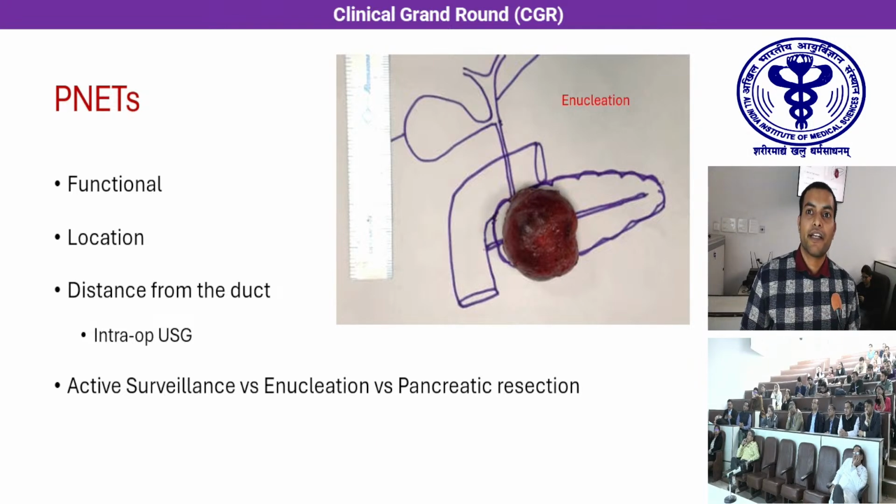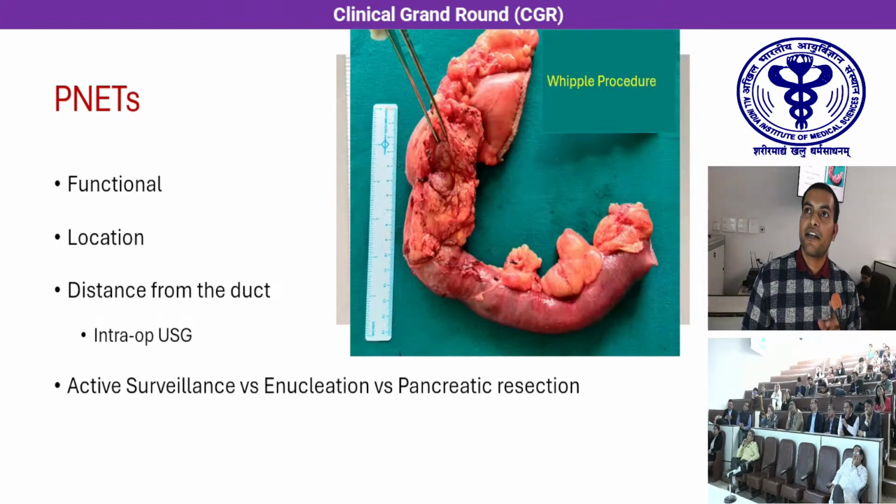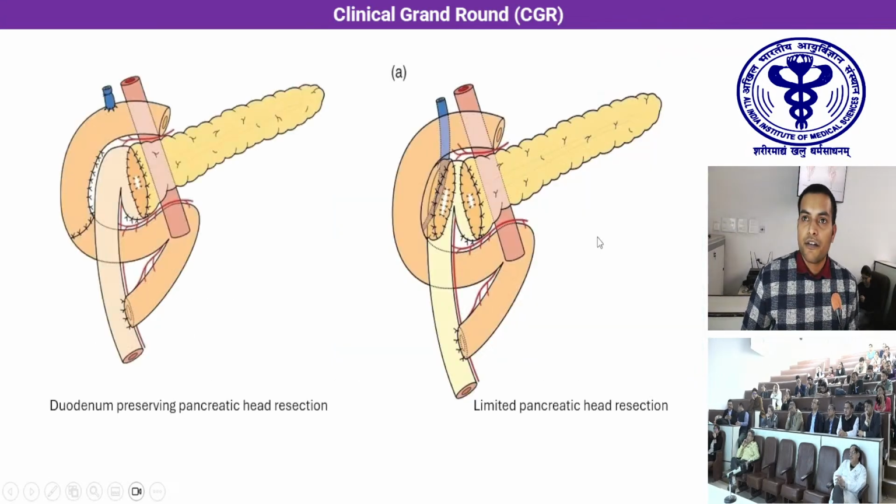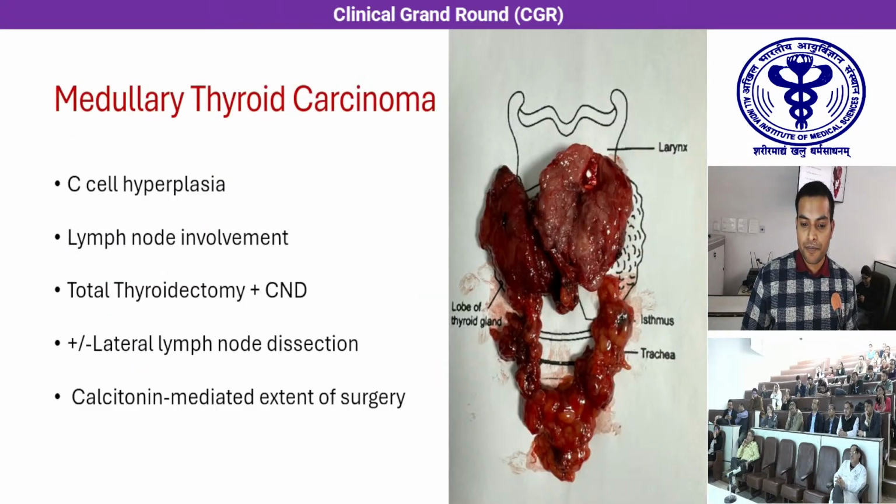For those where duct involvement is present or they are very near to the duct, then a pancreatic resection like Whipple's procedure was done in this case where the pancreatic head mass was present. And in a distal pancreatic lesion, a distal pancreatectomy with splenectomy can be performed. These are some of the relatively newer procedures which also can be performed.